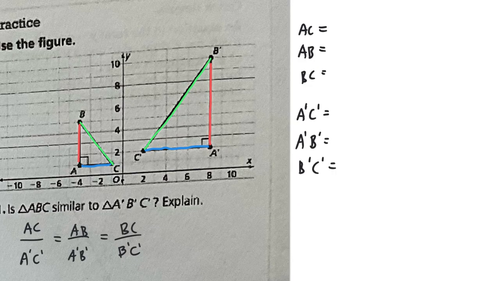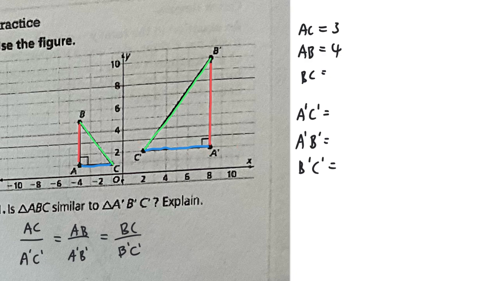AC, you can literally just count. That's going to be 1, 2, 3. So that's 3 units long. AB, you can literally just count. That goes 1, 2, 3, 4. So that's 4. Let's do the easy stuff first. This is going to require the Pythagorean theorem. So why don't we just kind of hop over to this one?